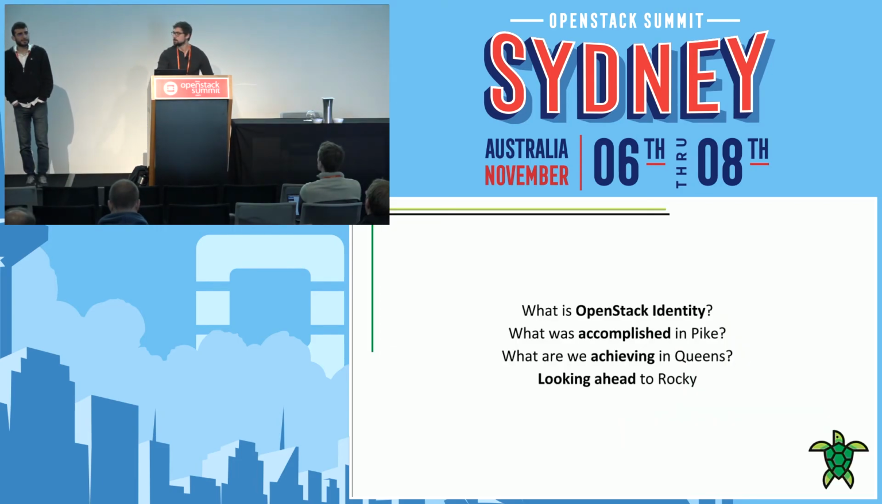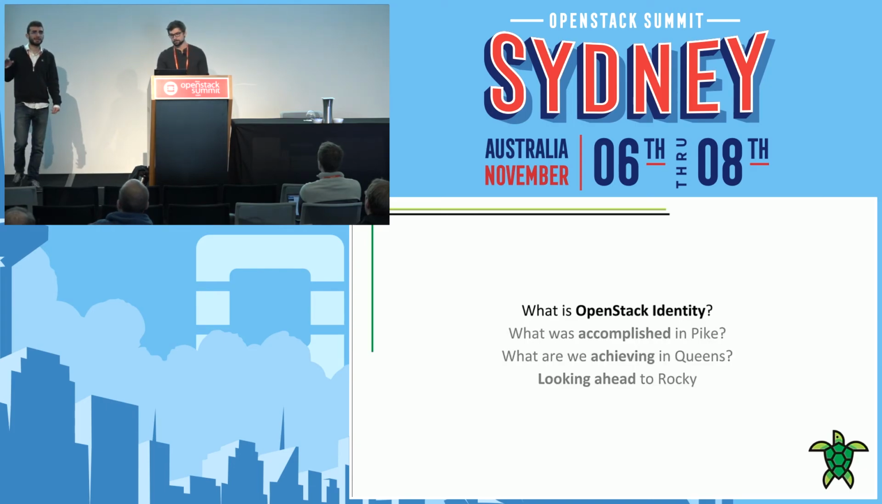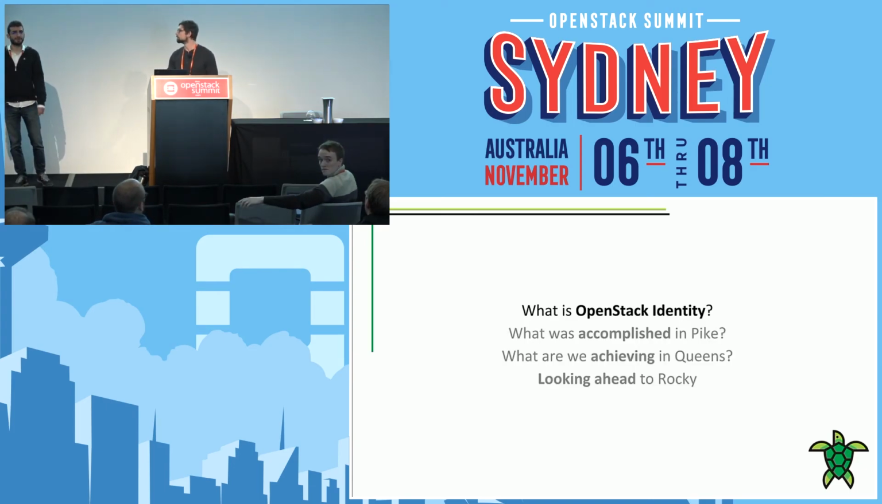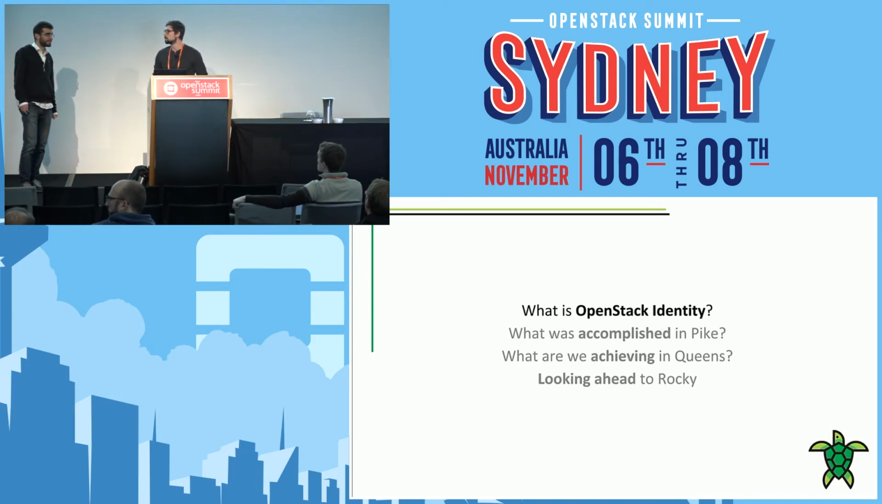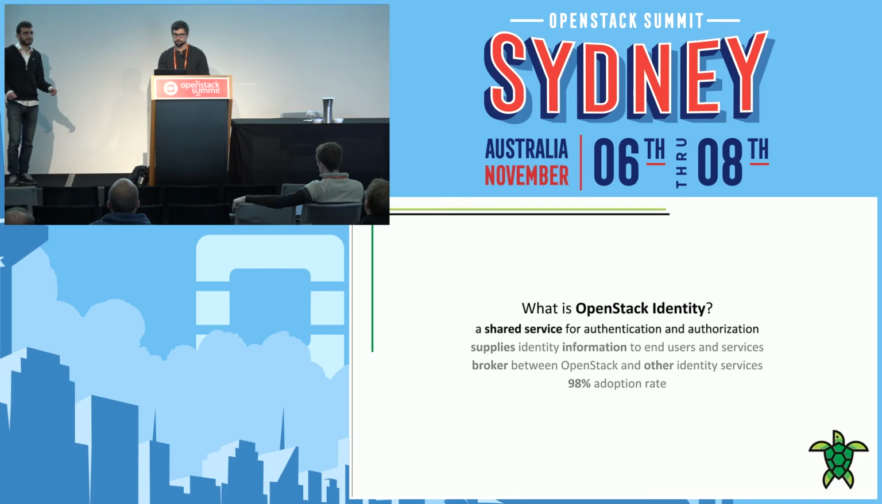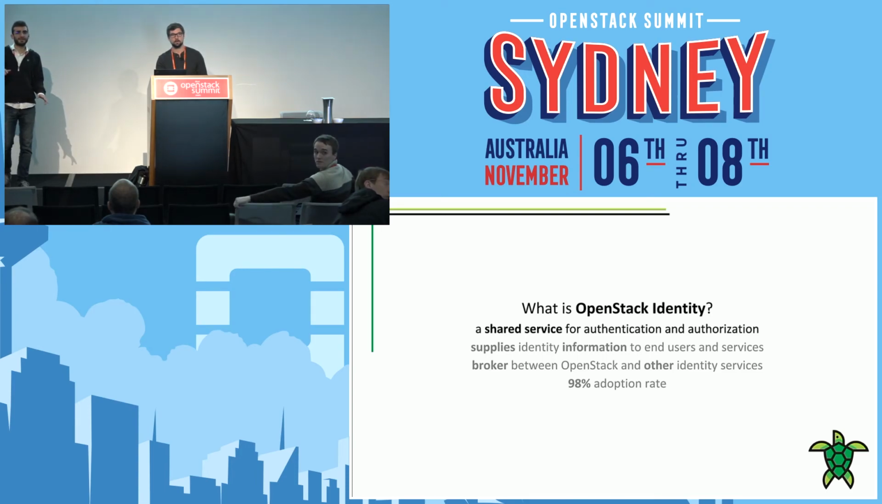So first, I'll start with what is OpenStack Identity. You probably know since you're here, but I'll spend one minute to do a brief overview. OpenStack Identity is a shared service for authentication, in other words, verifying a user's identity, and authorization, or verifying that a user is permitted to do a specific action.